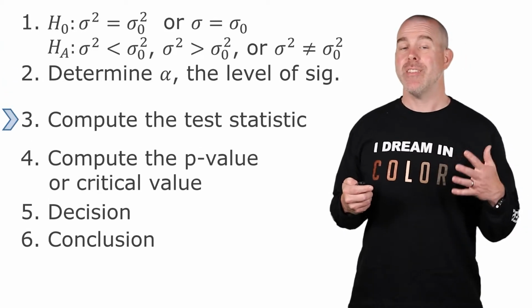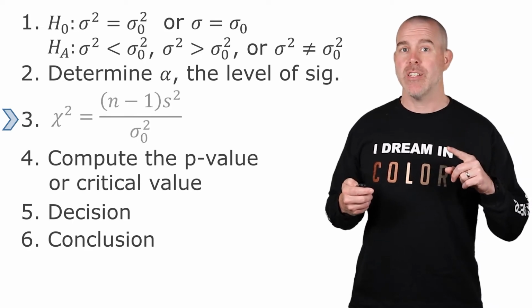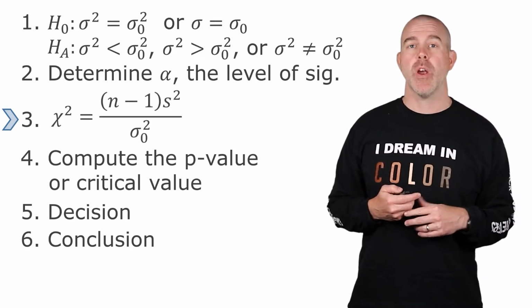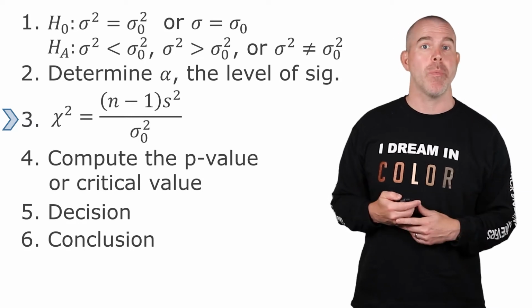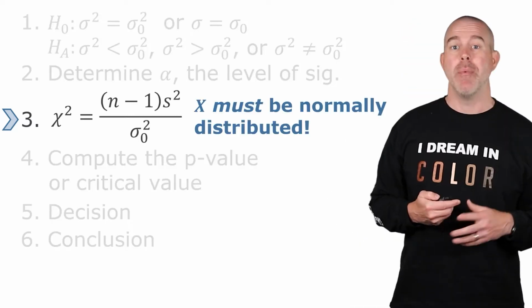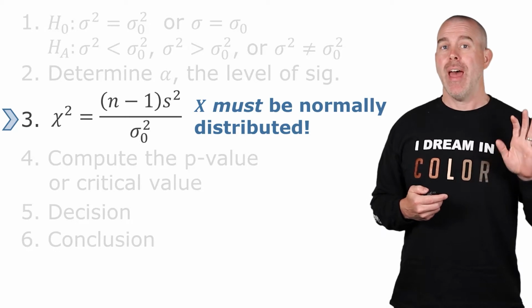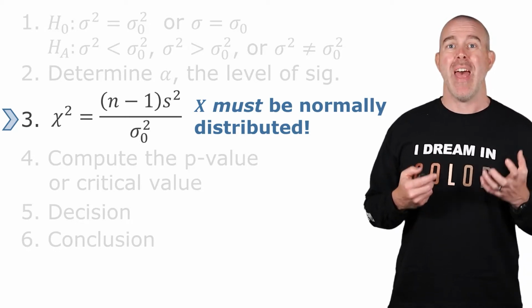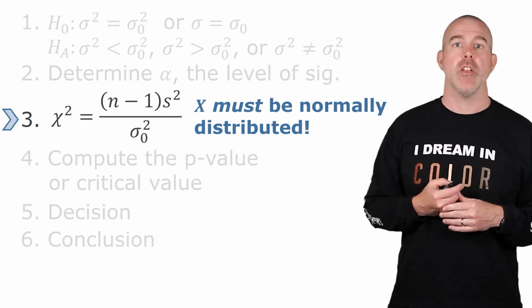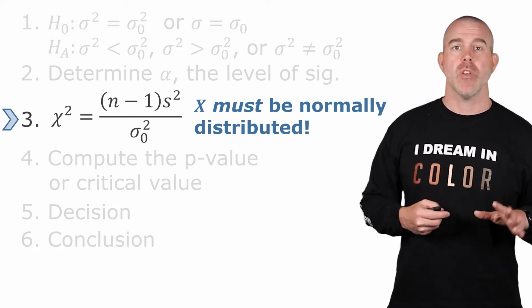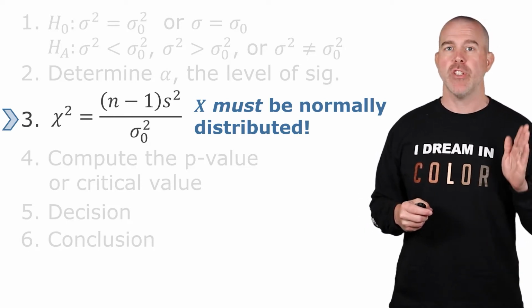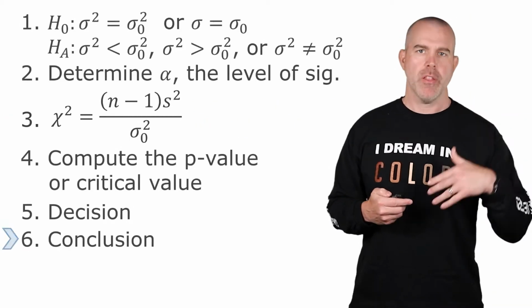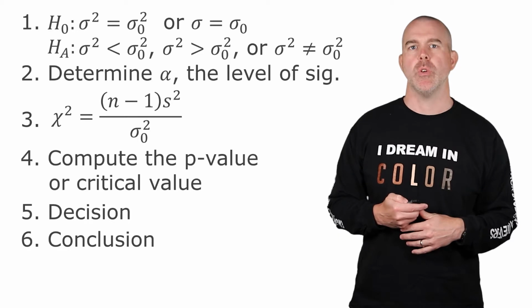Now for the test statistic, you're going to recognize this one from the confidence interval. It's a chi-squared. We have n-1 s squared over the variance, in this case the variance from the null hypothesis. This is really important: this distribution is only true if the x, the original variable, is normally distributed. So that is a strict criteria here. We have to check that the original variable is normally distributed. And then you have the other three steps in the process as usual.